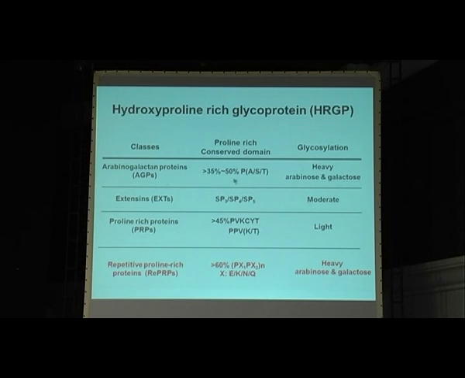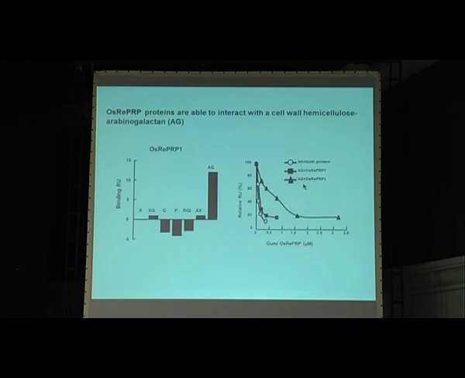So this is a summary of all the hydroxyproline-rich glycoproteins that we know, including ours. We have AGP. It has a lot of carbohydrate, heavily arabinose and galactose. And we have extensins, and they are moderately glycosylated. And there are proline-rich proteins present in Arabidopsis. They are only lightly glycosylated. In comparison, our REPRPs are heavily glycosylated with galactose, arabinose, glucose, with a lot of different things. So that's different from the AGP.